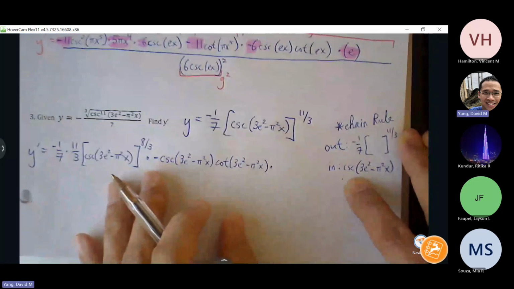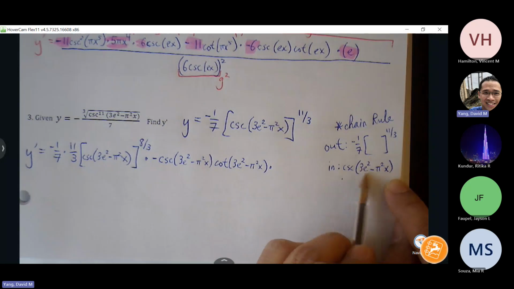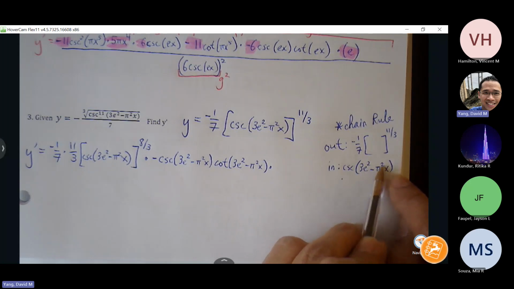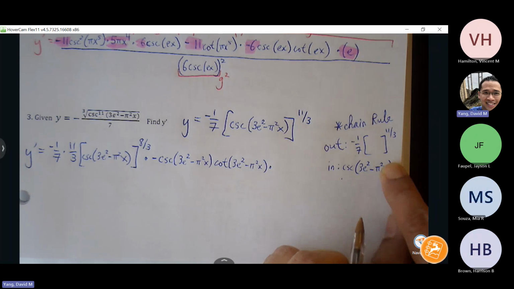Now u prime, we have to think about the derivative of what we see inside the parentheses. Now e is just a number, so 3e squared doesn't become 6e, right? We don't treat e like x, it's just some number. A constant will just go to 0, so this all goes away. The pi squared x, though, has a variable in it, so we've got to do power rule here. Negative pi squared x becomes just negative pi squared, right? Imagine that's just a number. Degree 1 will just become a constant.